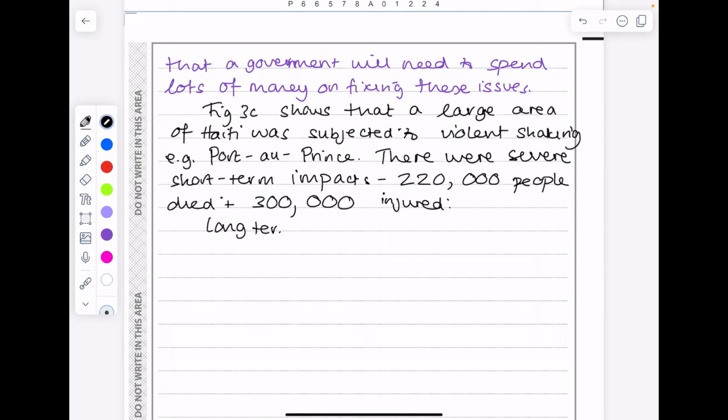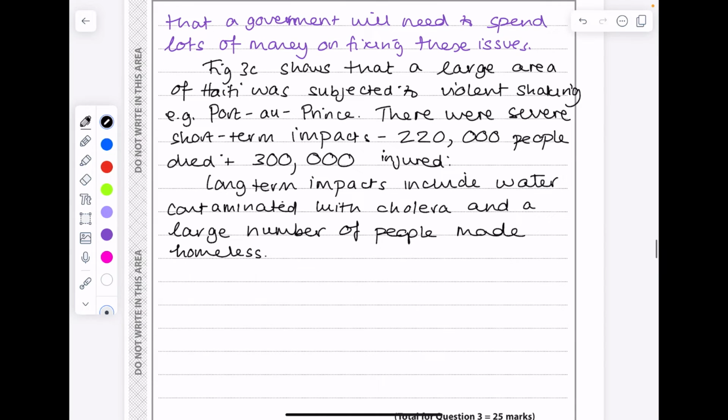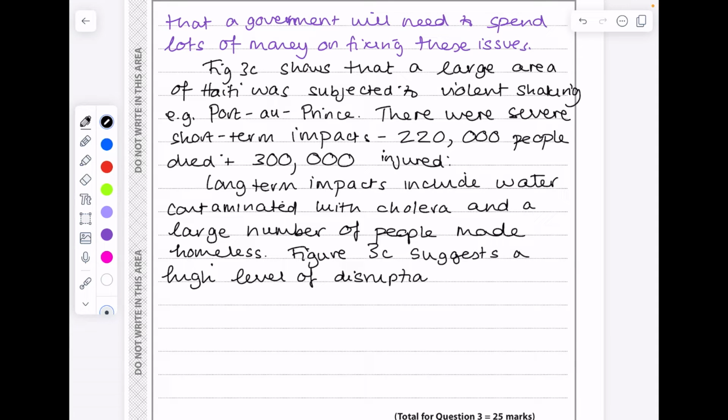Long-term effects include water contaminated with cholera and a large number of people made homeless. We can really point out that figure 3C, constantly refer to the figure, so they know that you're using the data, suggests a high level of disruption to infrastructure.